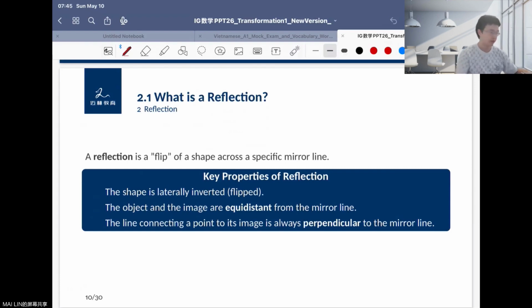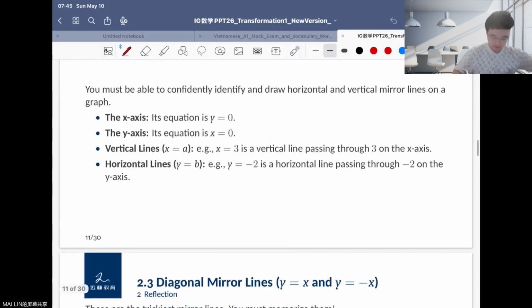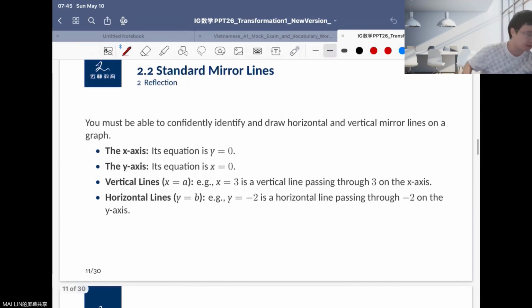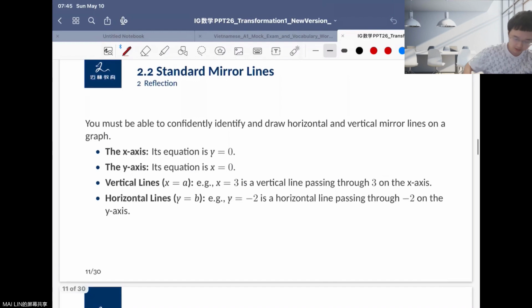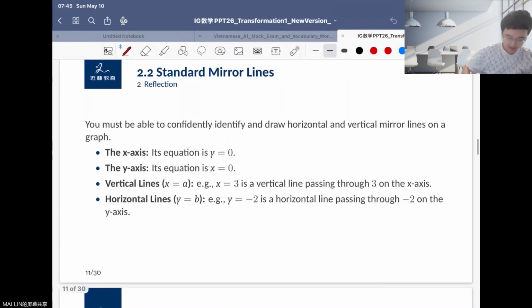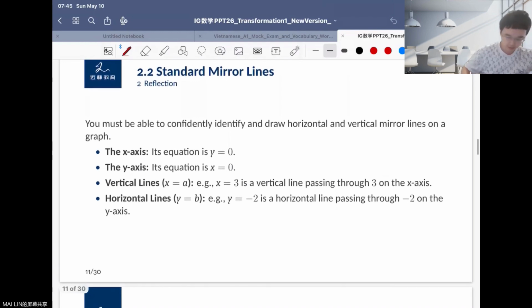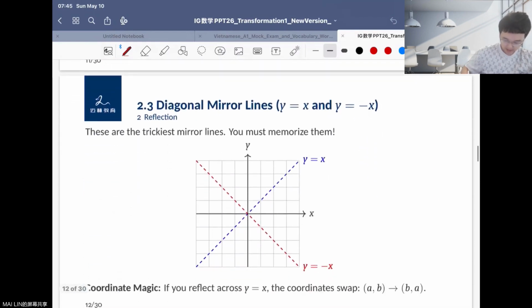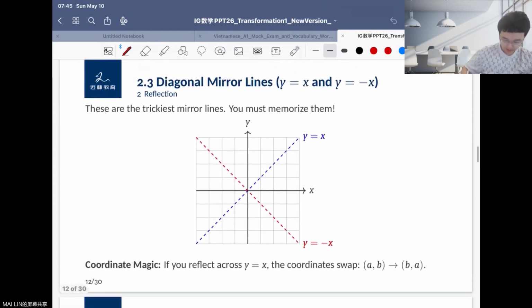For example, we can move into the first part of reflection. We can choose some standard mirror lines like the x-axis, the y-axis, and so on, like vertical lines, x equals a, and horizontal lines, y equals b. And then we can draw diagonal mirror lines like y equals x and y equals negative x. You can find there that they are symmetrical to the x-axis and y-axis, right?